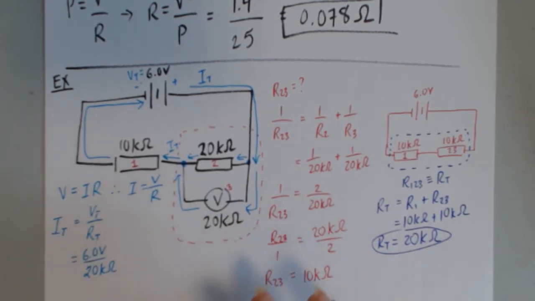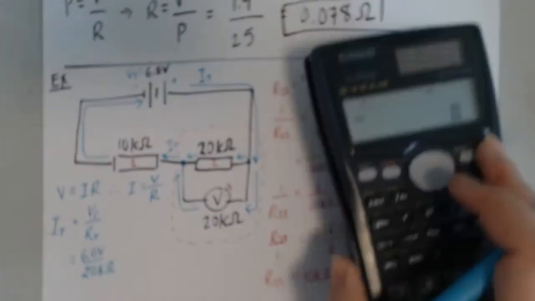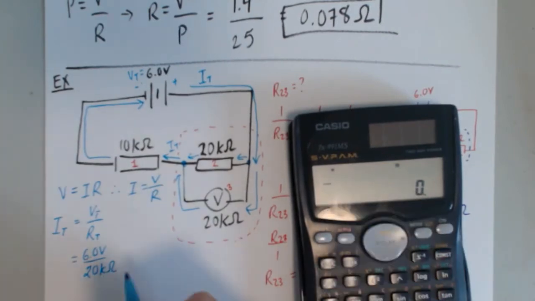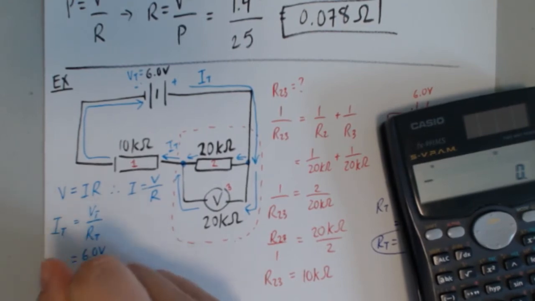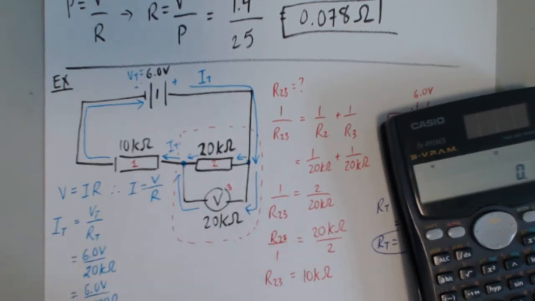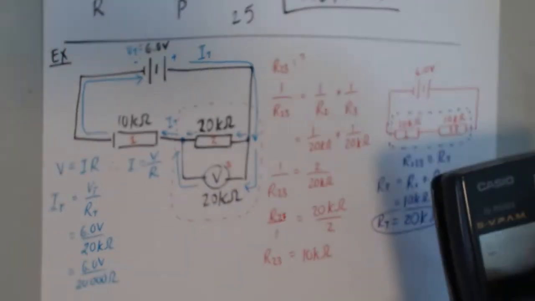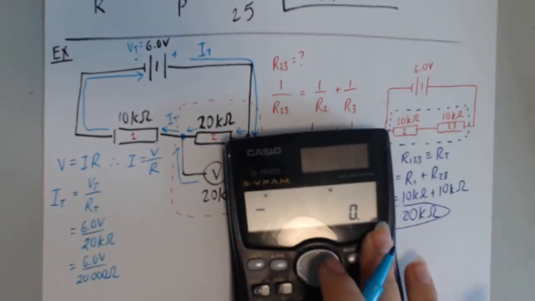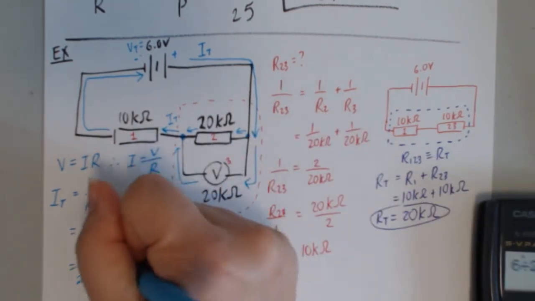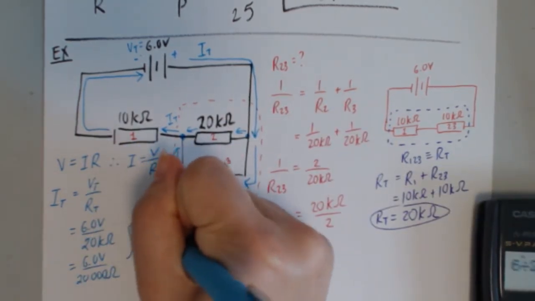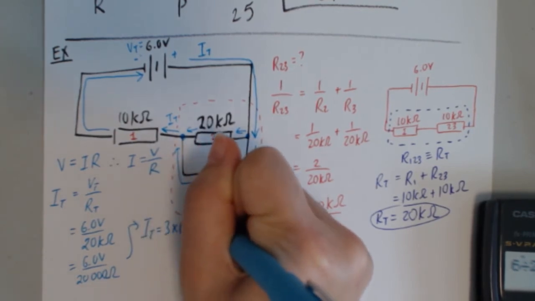Now for this, either you convert the 20 kilo ohms into regular ohms, or you keep meticulous track of the units. Just to be consistent with my instructions, I'll change it to 20,000 ohms. So that's 6 volts divided by 20,000 ohms. 6 divided by 20,000 is 3 times 10 to the minus 4 amperes.